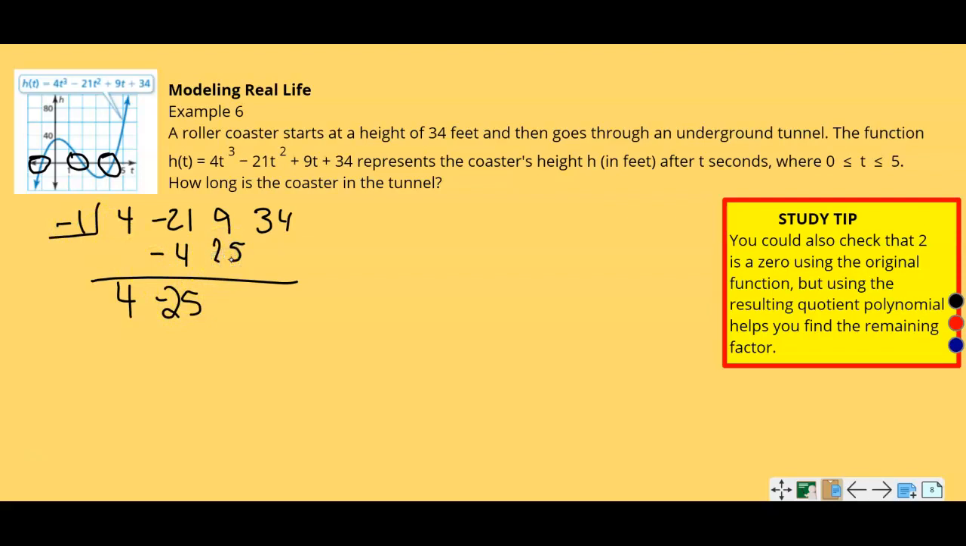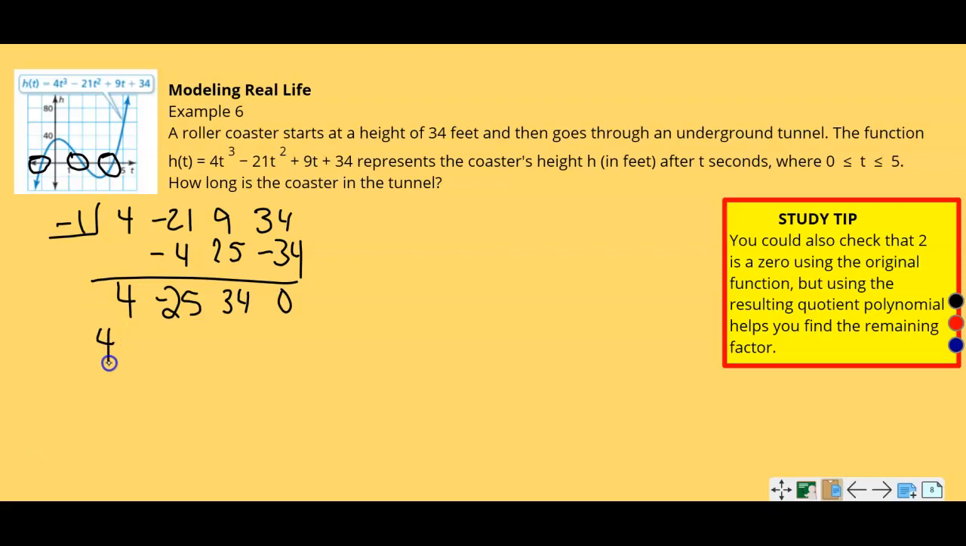25 and 9 is 34. And -1 times positive 34 is -34. So that gives me a remainder of 0. All right, so that means -1 would be a 0 of h of t. And let's see what that leaves as the remainder here.